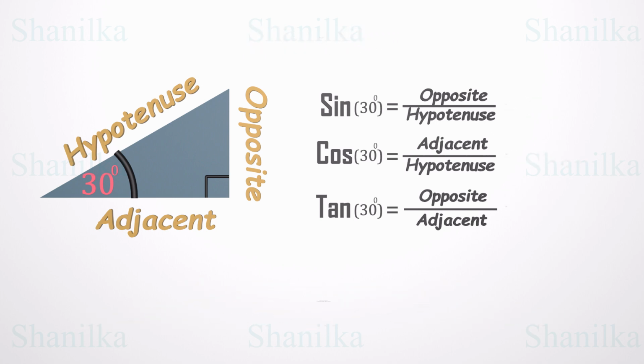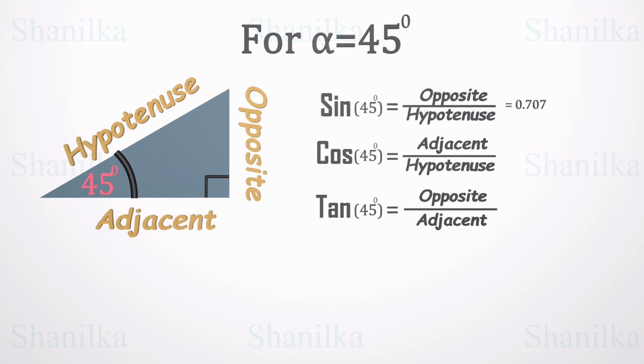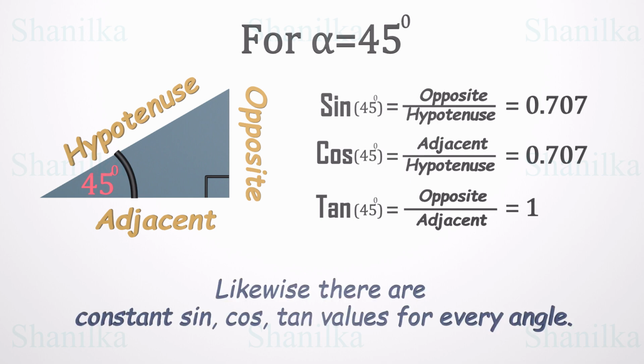If we consider alpha as 45 degrees, for the sine ratio, we get 0.707. For the cos ratio, we get 0.707. For the tan ratio, we get 1. Likewise, every angle has constant sine, cos, and tan values.